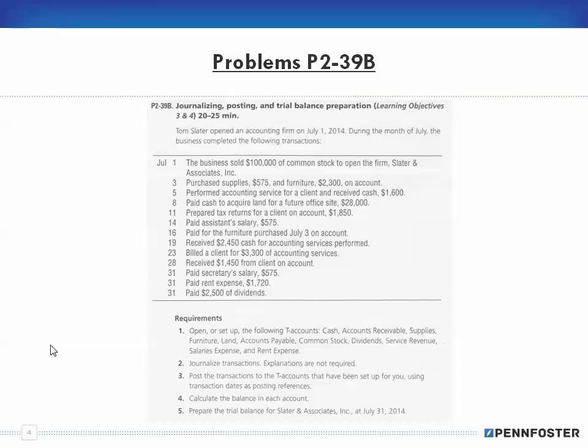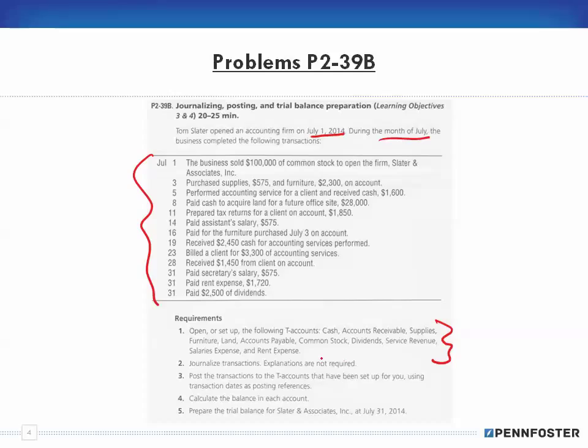However, with this problem, it says, Tom Slater opened an accounting firm on July 1st. Let me get my pen here. It says he opened it on July 1st, and during the month of July, the business completed the following transactions. Okay, so our requirements are open or set up the following T accounts. So this is basically our chart of accounts.